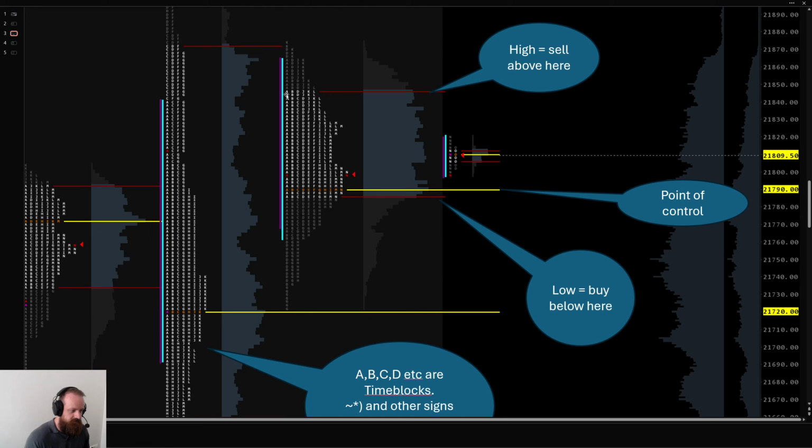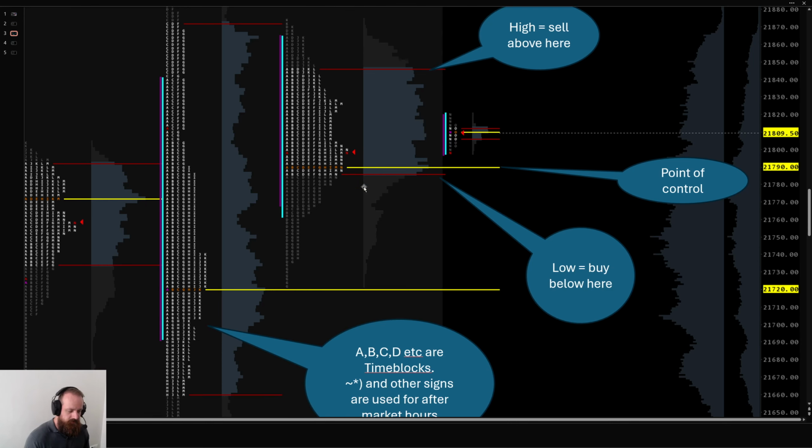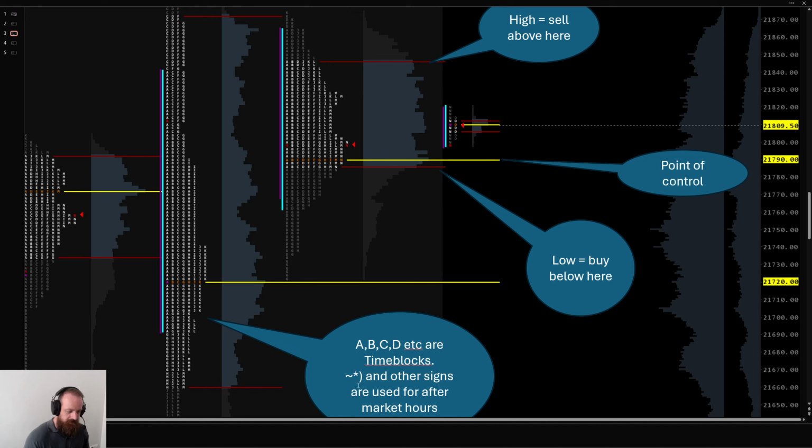So we have the beginning, block A, block B, block C, block D. Eventually, you will also see a squiggly line, a star, or something else. If you see that, that's basically the signs that are used after market hours.